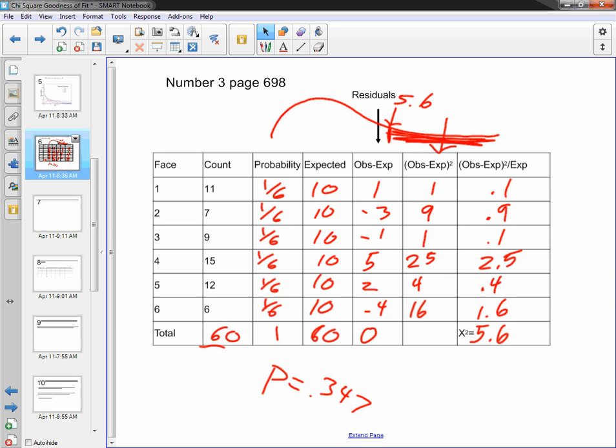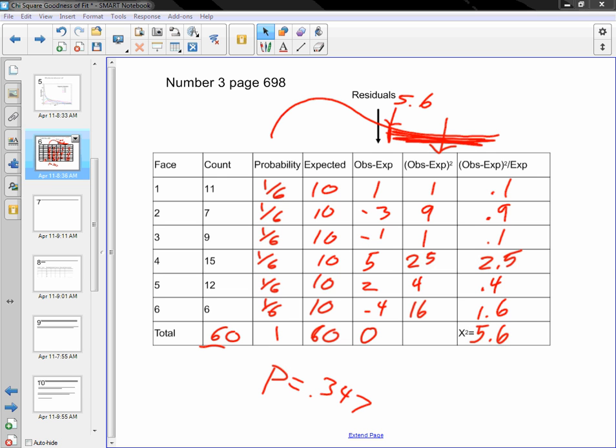What was the other one that we had to worry about? 10% of the population. Well, we could make the population as big as we want to with die throws, right? That's not as big of a deal. And then the other one is that we need to expect at least what? 5 for each category. How many did we expect in each category? 10. So our conditions are met, right? So all of the conditions are met.